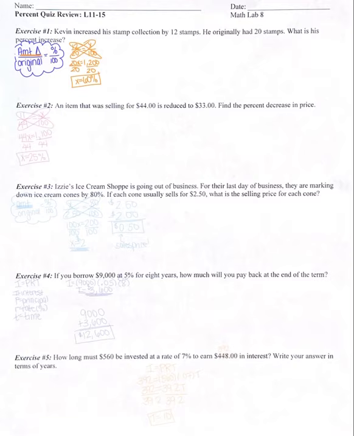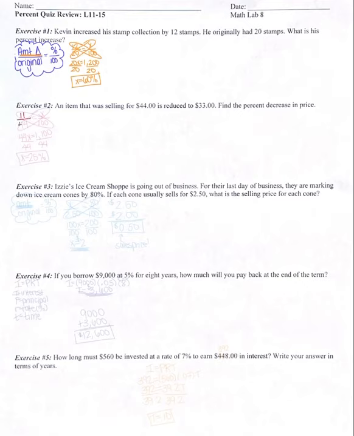All right, moving on to exercise 2. An item that was selling for $44 is reduced to $33. Find the percent decrease in price. So again, we're going to use that formula up top, amount of change over original equals percent over 100, to find that missing value, that percent decrease. So the amount of change here is not directly given to us. It originally cost $44 and it goes down to $33. So the amount of the price change is the difference between those, which is 11, because 44 minus 33 is 11.